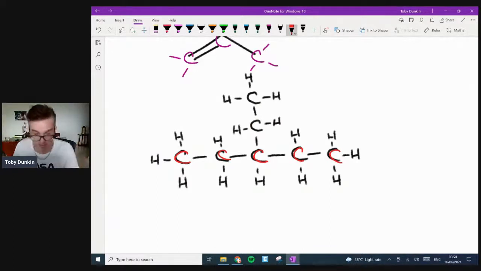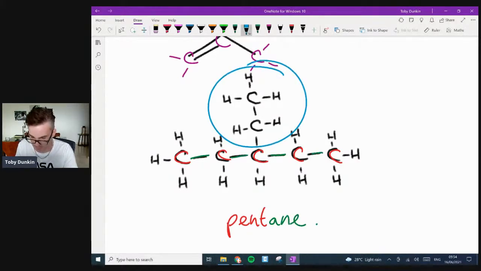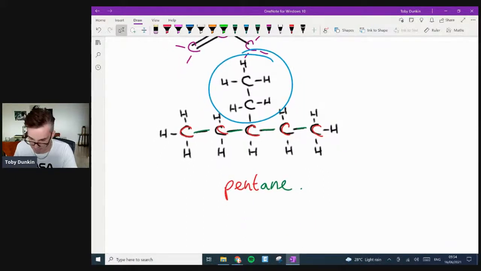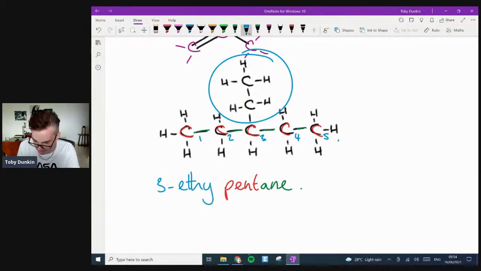That's great. Yeah, I'm going to trip you up on the next one. Let's see how many people I can fool. So this is a pent. Is it an ane or an ene? And the answer is, it's an ane. And then I go, oh, but I have a lovely little branch there. And it's got 2 carbons in it. I'm really impressed. You guys have nailed this. It becomes 3, not 2. 3-ethylpentane. Well done, folks.